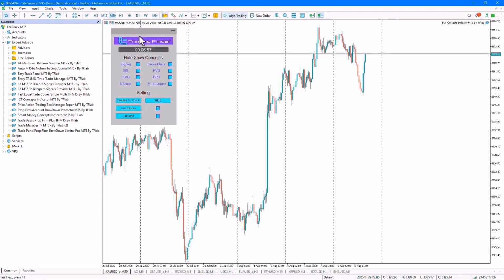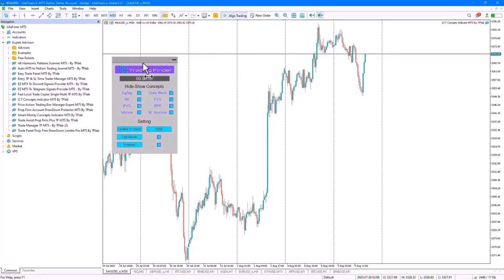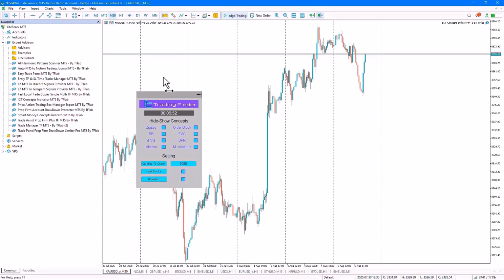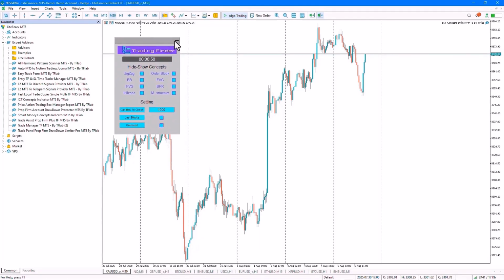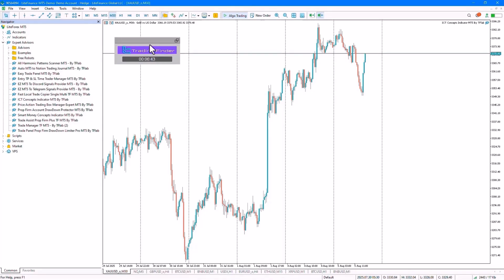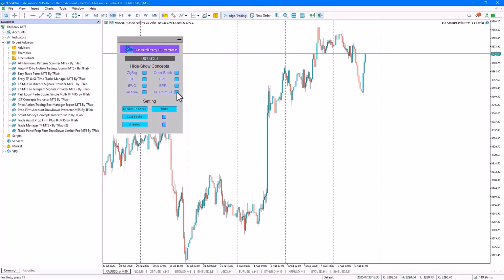By moving the mouse over the top section of the panel and clicking on this part, we can move the indicator panel on the chart, or by clicking on the Minimize option, we can reduce the panel to its minimum size, which will only display the remaining time until the current candle closes. And by clicking on this part again, the indicator panel will return to its default display mode.